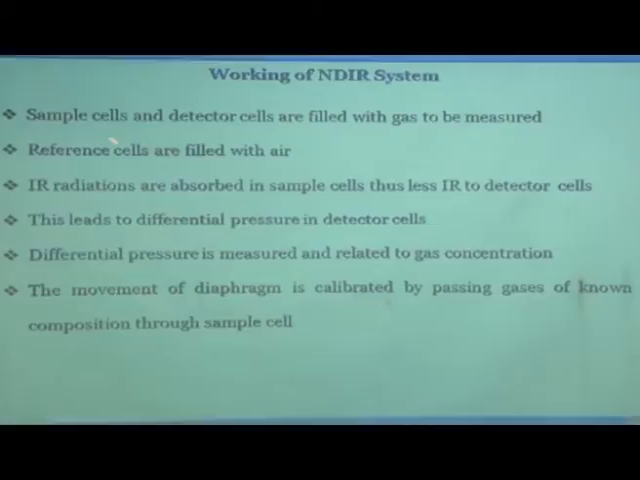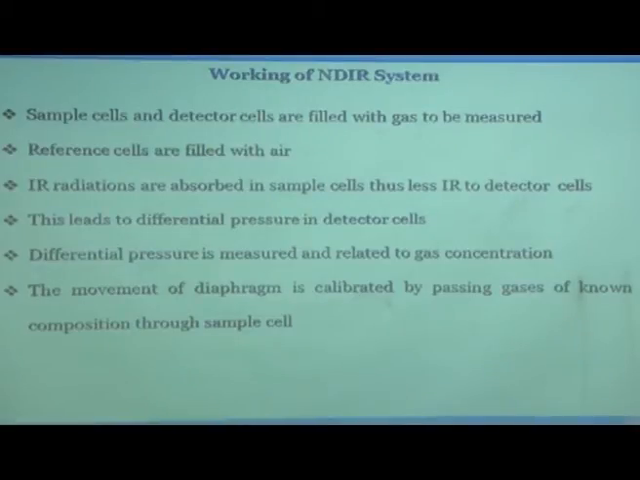So, working: the sample cells and the detector cells are filled with a gas to be measured. Reference cells are filled with air or exhaust gas minus the species of interest. IR radiation is absorbed in the sample cells, and therefore less IR is detected by the detector cell. This leads to differential pressure in the detector cells. Differential pressure is measured, and this is related to gas concentration.